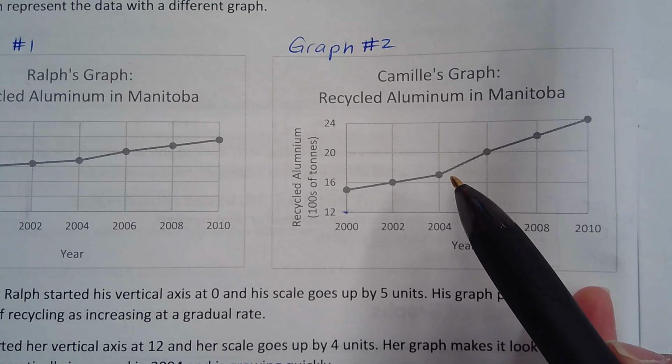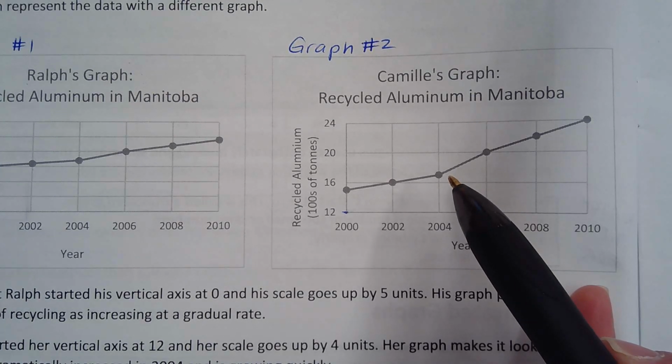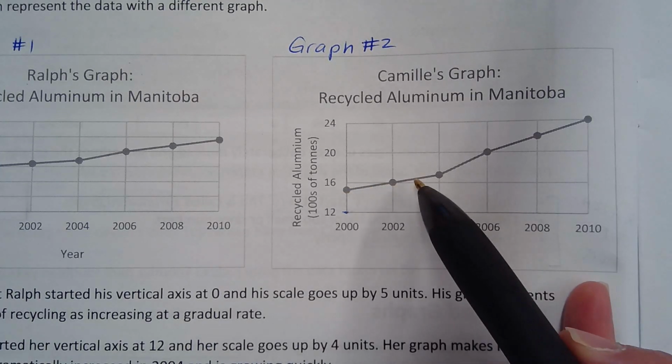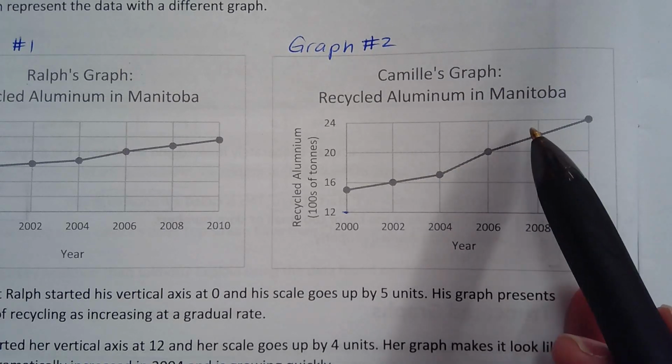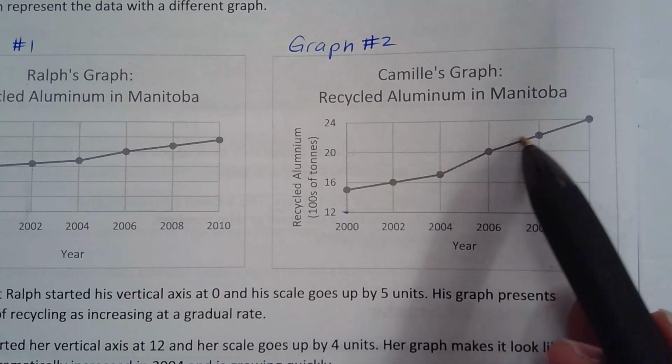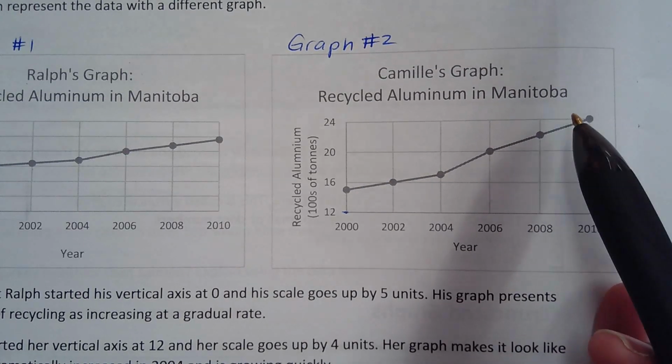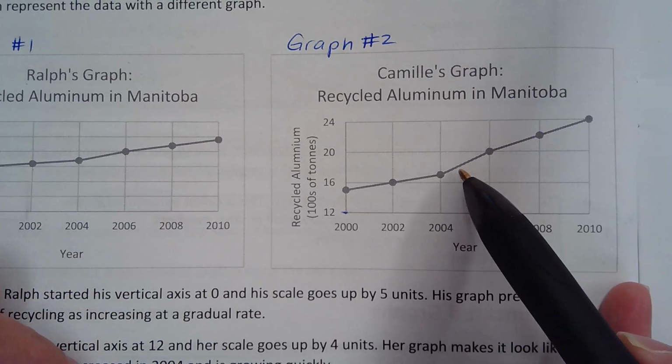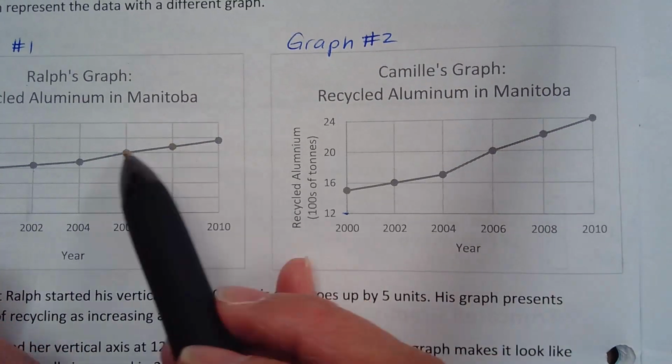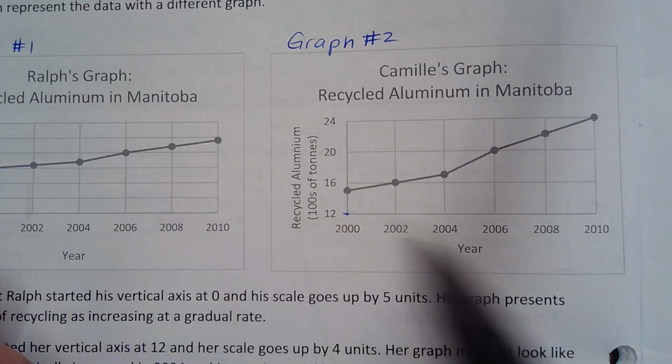It exaggerated the amount recycled in Manitoba, right? It looks like it's a lot more, right? Because it's a steeper line compared to this line here.